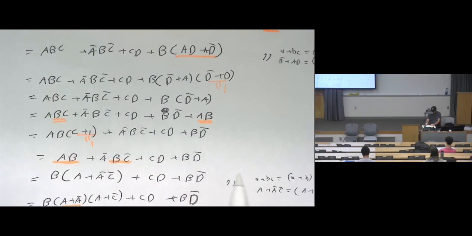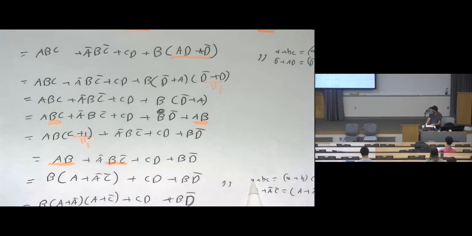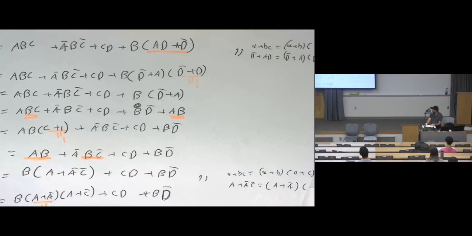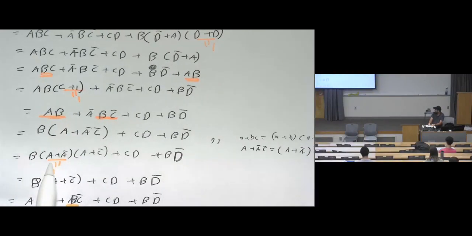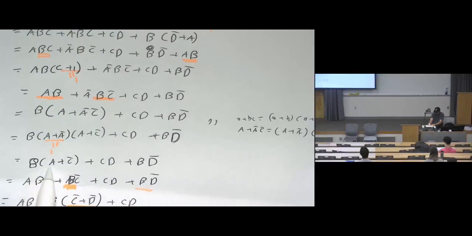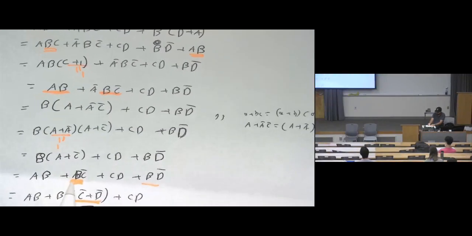Then we can use the formula. We have A plus BC is actually A plus B, A plus C. Then A plus A bar C bar will be A plus A bar times A plus C bar. Substitute this here. A plus A bar is actually 1. Then do the simplification. It will be B times A plus C bar. Do the multiplication. It will be AB plus BC bar plus CD plus BD bar.